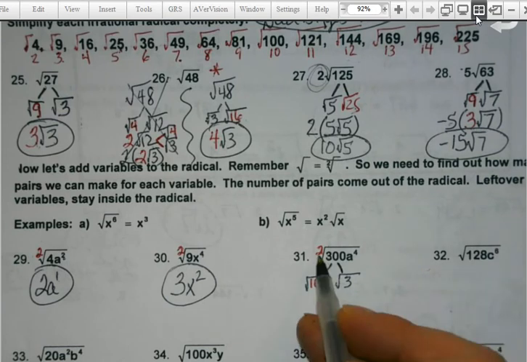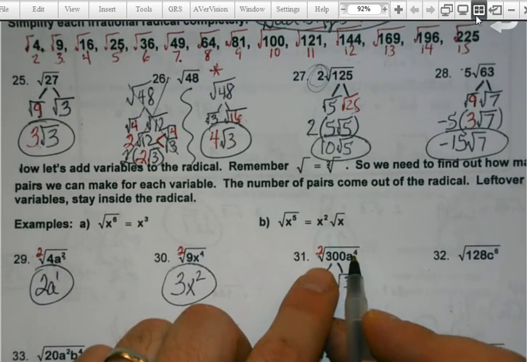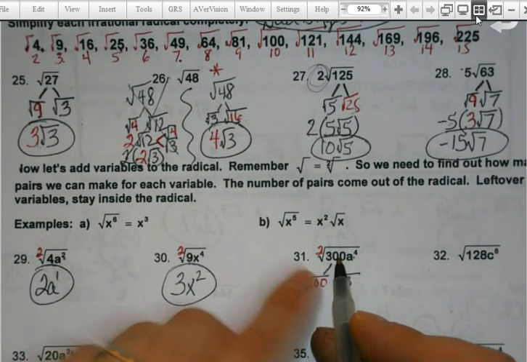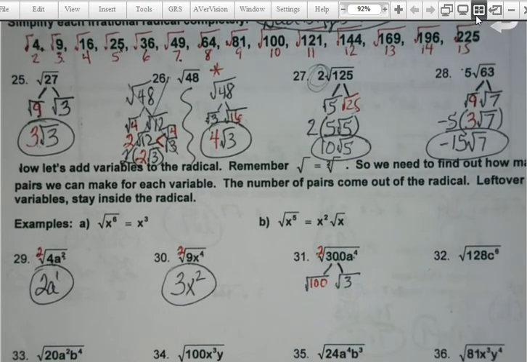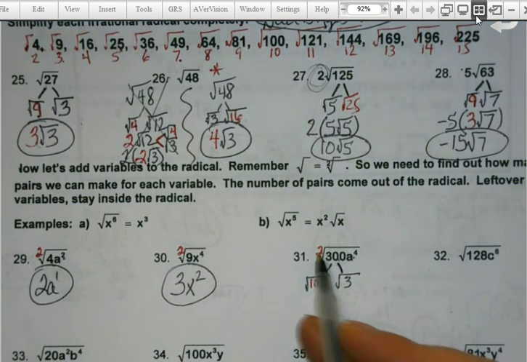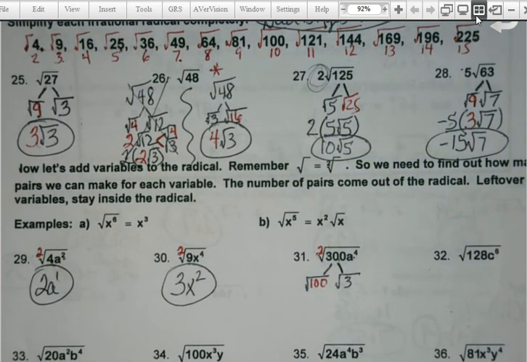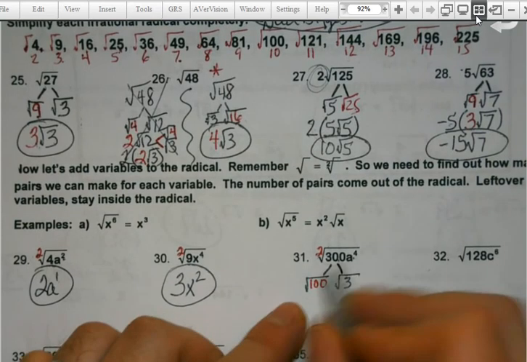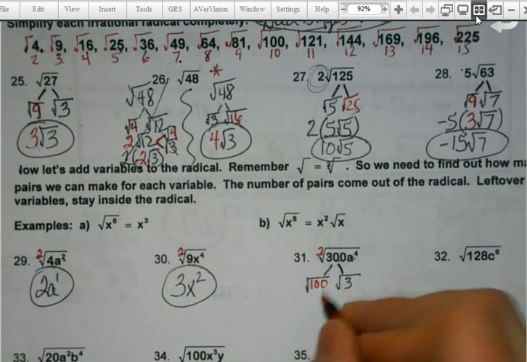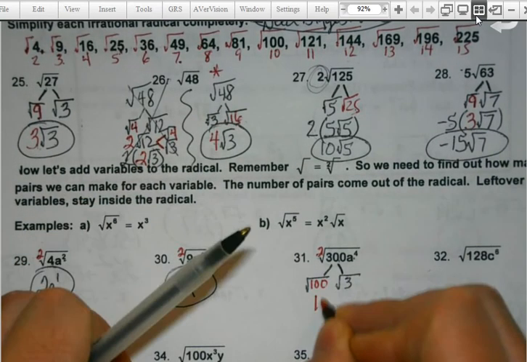No, the only time I'm doing the divided by 2 is with my variable. When I'm doing this part, I'm still doing exactly what I did up above. That's a good question. Yeah, this little 2 here only deals with my variable term. I'm still breaking down square roots here. So square root of 100 is 10.